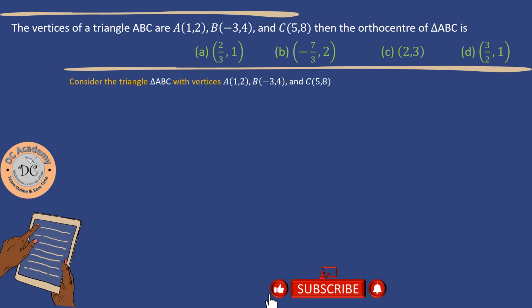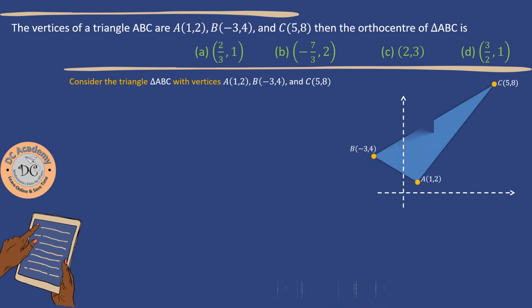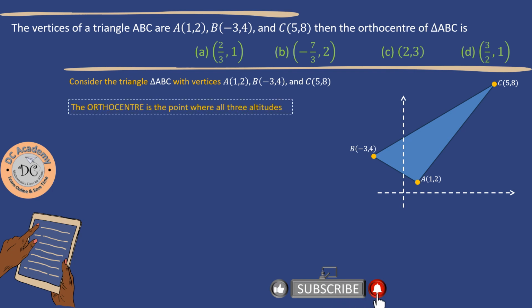First consider the triangle ABC with vertices (1, 2), (-3, 4) and (5, 8). We consider the x-axis and y-axis, place the respective points in appropriate positions and draw the triangle. Now, what is the orthocenter? We know that the orthocenter is the point of intersection of the altitudes. What is an altitude? If I drop a perpendicular from a vertex to the opposite side, that is the altitude, or height.